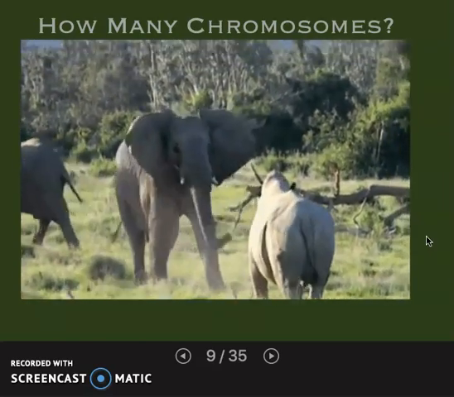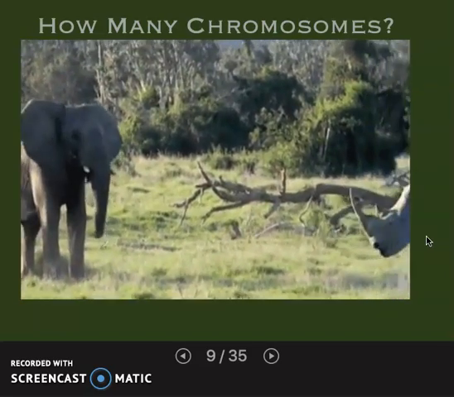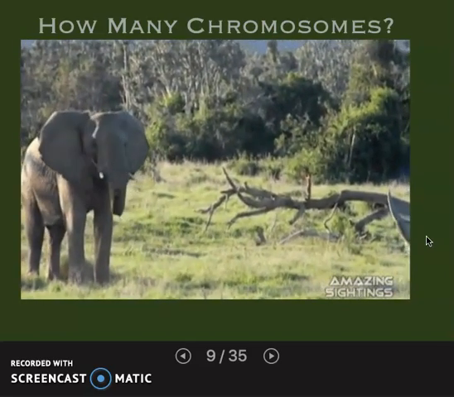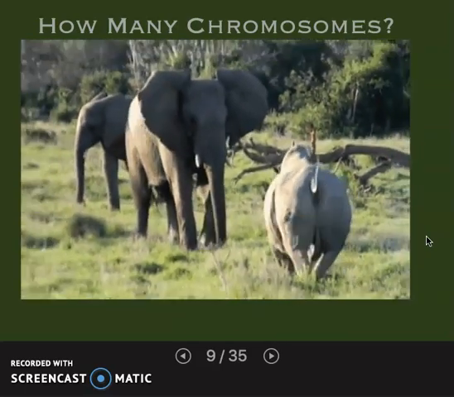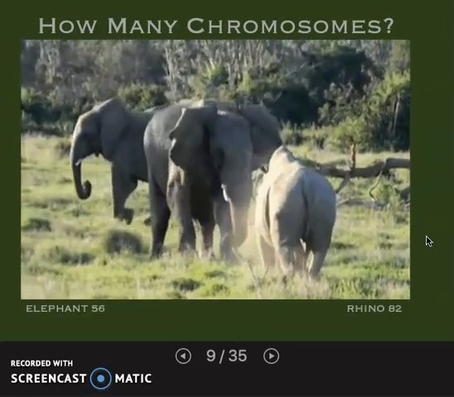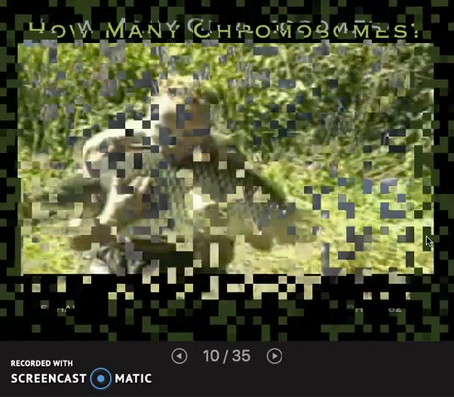Look at that. This rhino, just saw him throw a tree, so I think the rhino's backing off. In fact, rhinos and elephants often do combat with one another, and I think elephants actually kill rhinos. Elephant has 56 chromosomes. Rhino, 82.